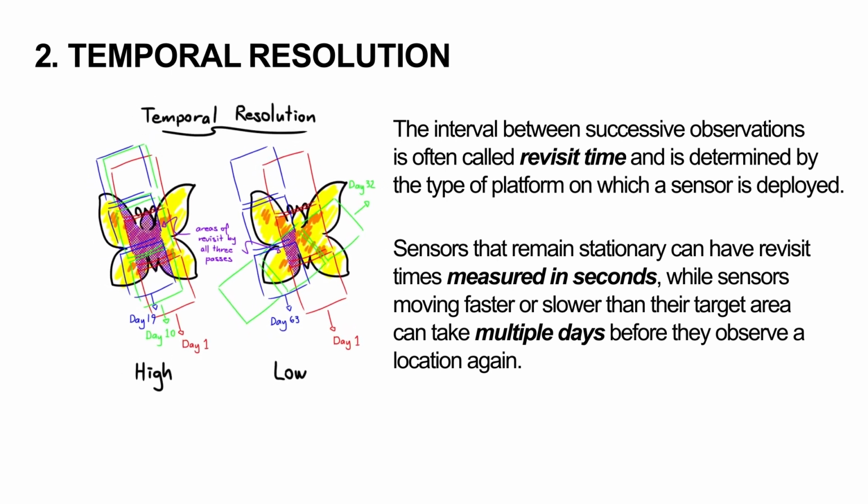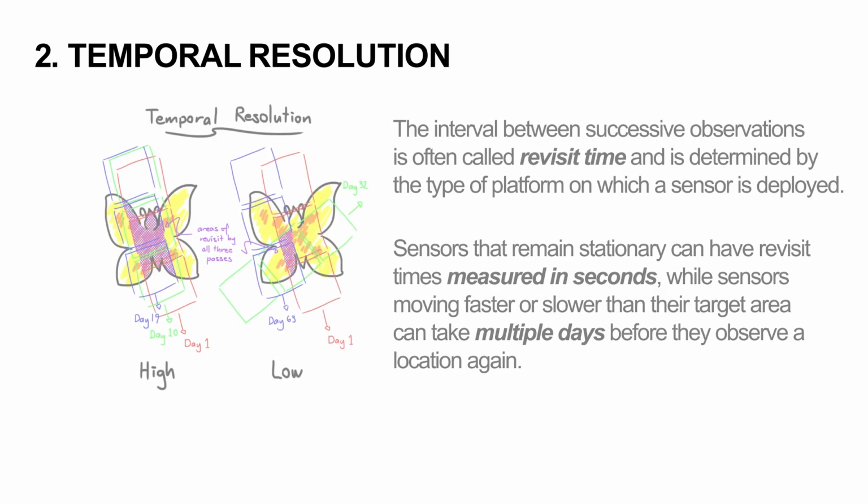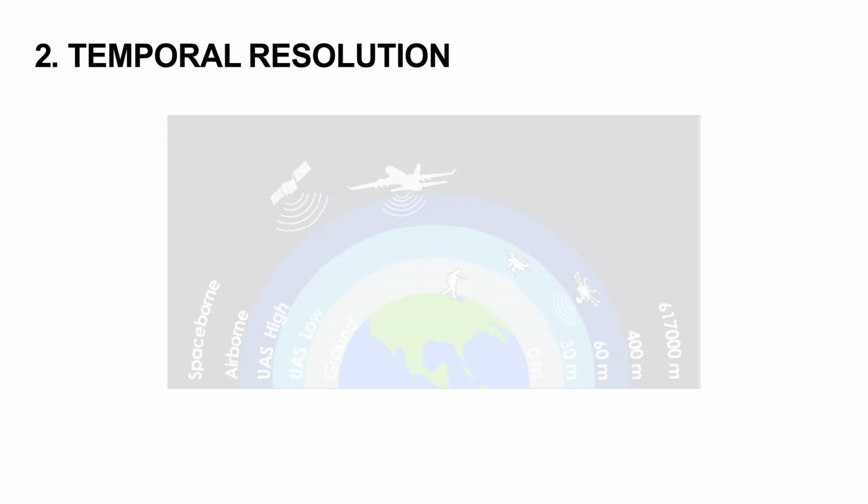Interestingly, sensors have been designed to be both stationary and mobile at a variety of spatial scales. Both airborne and spaceborne sensors have the capacity to remain stationary over a single location or travel faster than the Earth rotates and capture imagery over most of the Earth's surface in a matter of days.